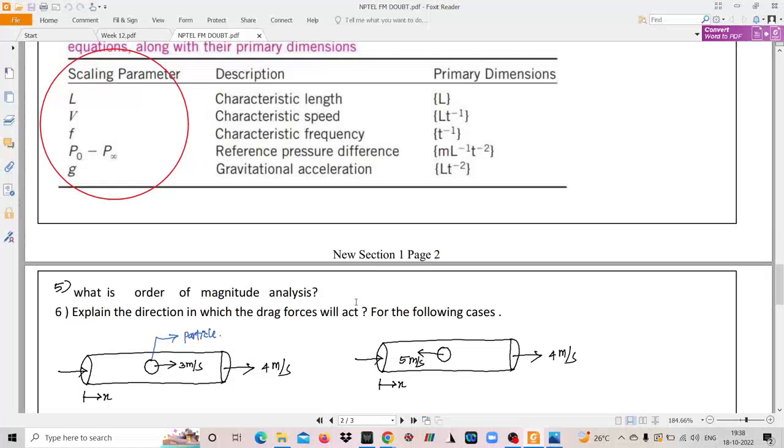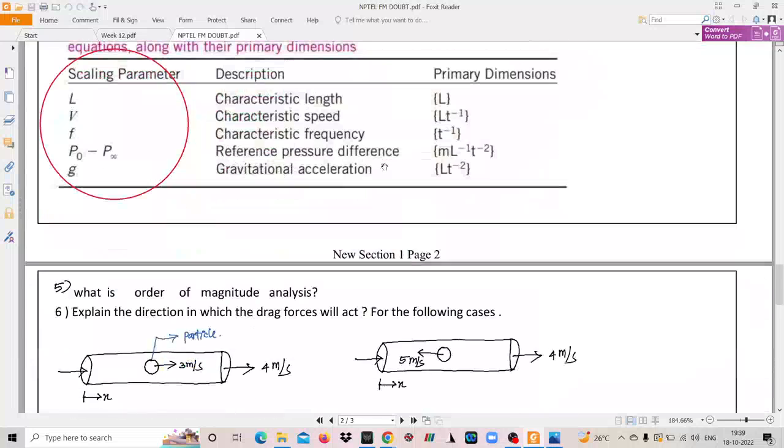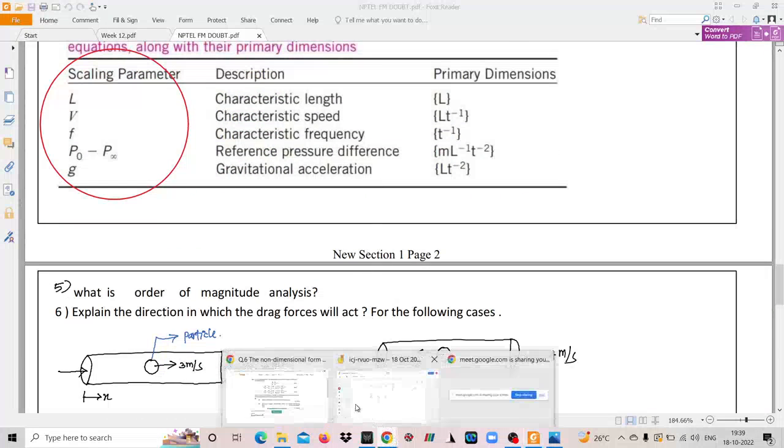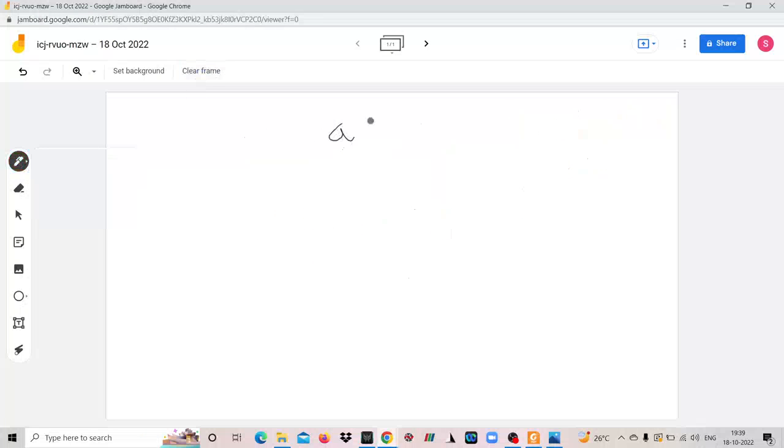Order of magnitude analysis is related to the non-dimensionalization of the equation. Suppose I have an equation, say a plus b equal to c, where a, b and c are some physical parameters. Based on the principle of dimensional homogeneity, if it represents some physical situation, they must have the same units.